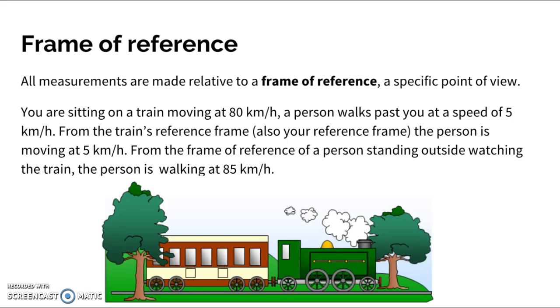We're sitting on a train that's moving at 80 kilometers per hour, and a person on that train passes you up at a speed of 5 kilometers per hour. From your point of view, that person is moving 5 kilometers per hour. But if someone was standing outside the train and they look in, they would say that the person walking on the train is moving 85 kilometers per hour because they're moving at the speed of the train plus those 5 kilometers per hour. Both these statements are valid, they're just from different frames of reference, different points of view.